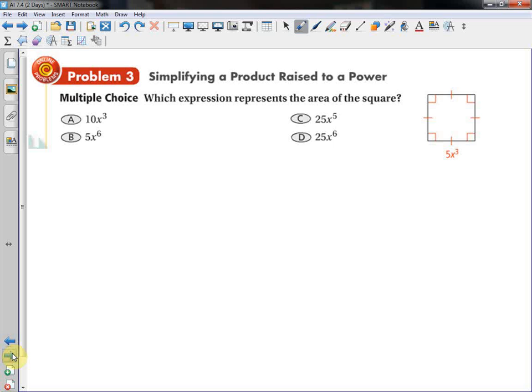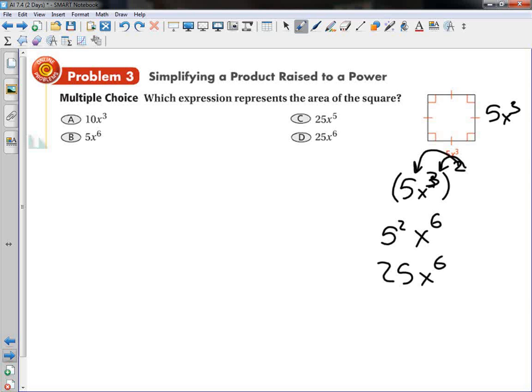Okay, which expression represents the area of the square? Well, a square is 4 sides that are all the same. So this side is 5x to the 3. Area is length times width, which is going to be 5x cubed squared. Okay. Now I need to do the distributive property where I'm going to take the 2 to the 5, so I'm going to have 5 squared, and x to the 3rd power to the 2nd, which is x to, remember that's a power to a power, so we multiply to get 6. And then when we simplify, we get 25x to the 6th power.